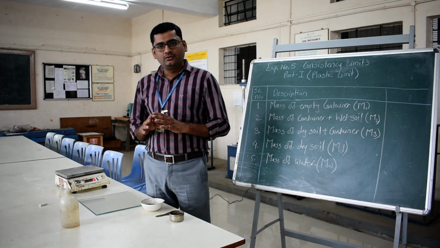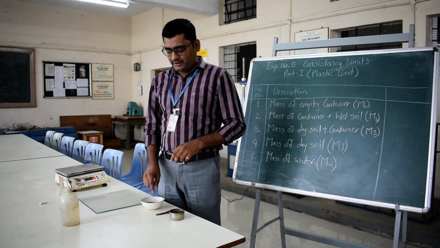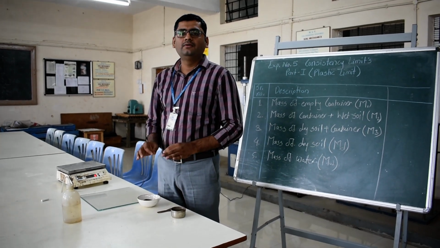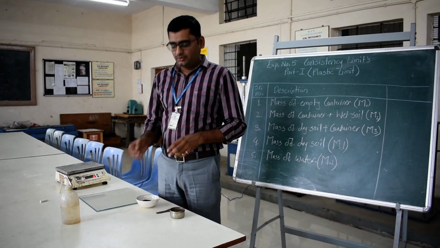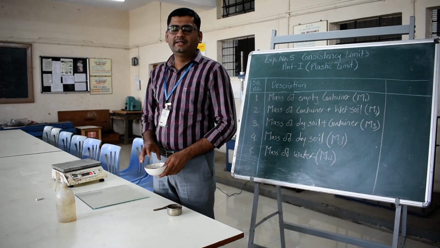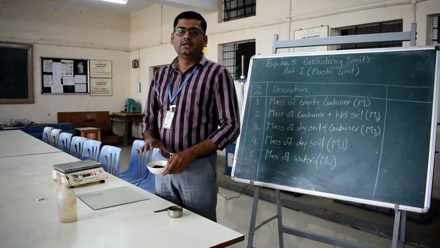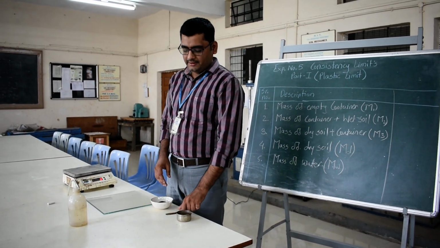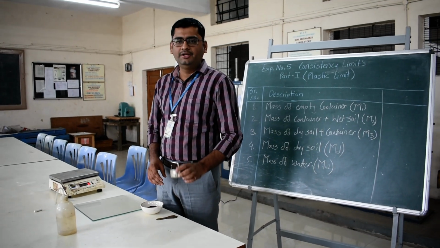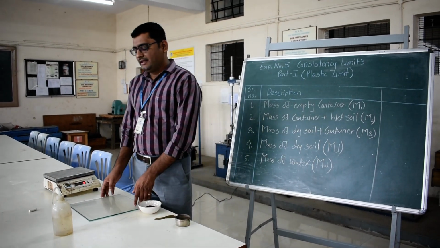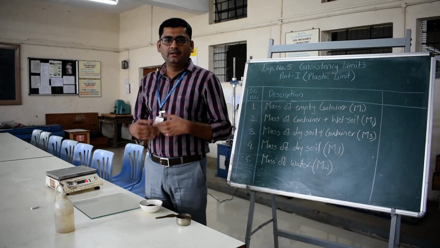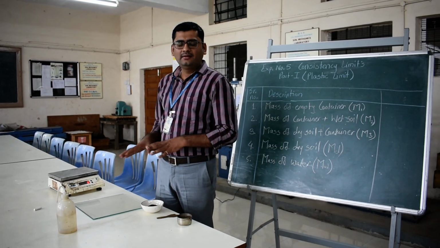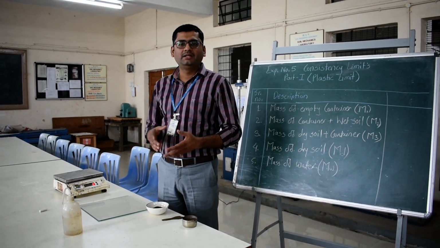To determine the plastic limit, first of all we require some mass of soil sample, and it should pass through the 425 micron sieve. We have taken approximately 50 to 60 gram of soil sample passing through 425 micron. Then we require a spatula, a container for water content determination, a glass plate on which we can roll that particular sample, and a weighing balance. This is the basic equipment that we require to perform the plastic limit.